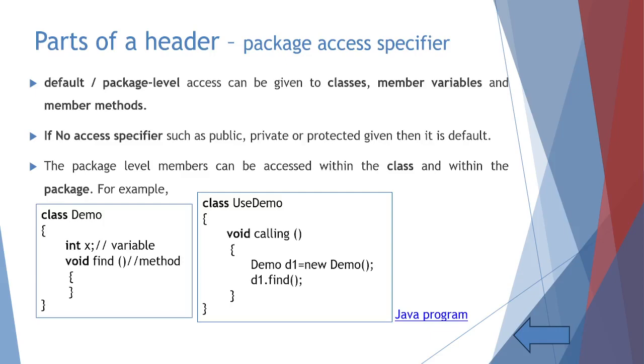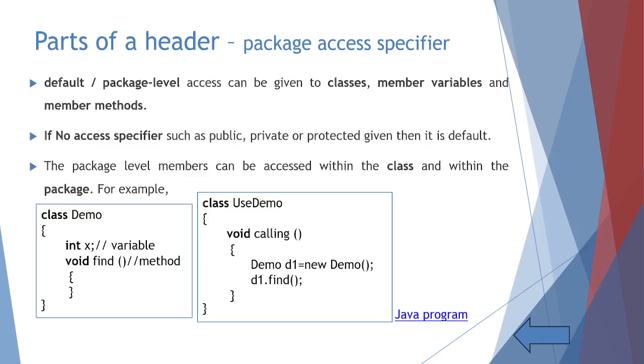For example, in a package, there are 2 classes. One is class demo, second one is class use demo. Class demo has 1 instance variable and 1 instance method, void find, int x. Now use demo is creating an object of demo class. This is how the classes in the same package can access each other, by creating an object, or if the method is static, directly calling with the help of the class name.